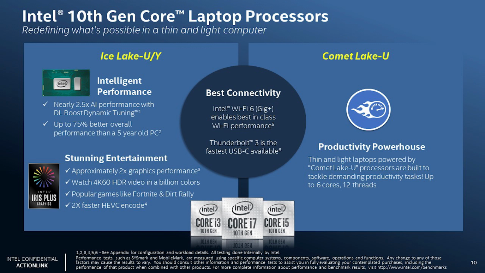Now, on Comet Lake U, that was kind of a filler, right? To make sure we have product, we added a couple extra cores just to give it an extra push. But at least we've integrated Wi-Fi 6 on both product lines, right? And Thunderbolt 3, while integrated into Ice Lake, is available for Comet Lake U.